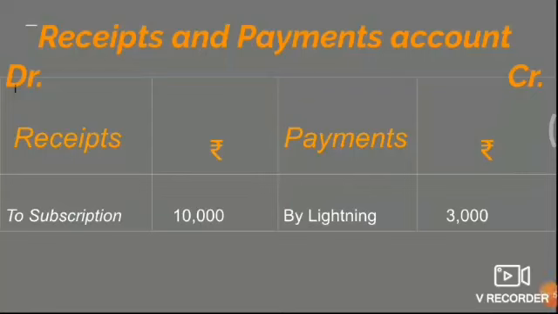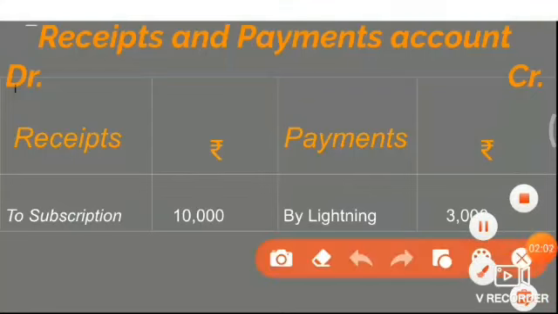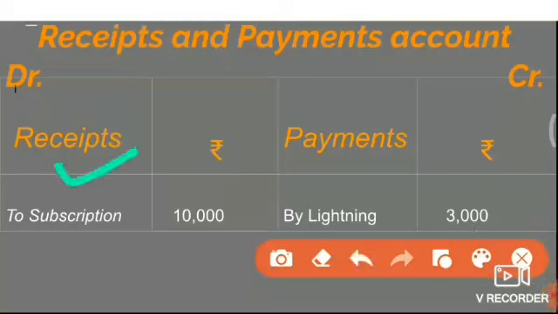If it is a real account, the rule of real account says debit what comes in. So here, if you see, receipts are shown on the debit side, and payments are shown on the credit side. So according to real account rule, debit what comes in. Here, cash comes in. So subscription is a fee which is received from the members. So cash comes into the organization, so it is shown on the debit side. That means debit what comes in. So cash is coming in, subscription is coming in, so it is debited.